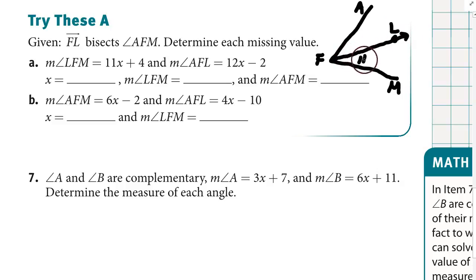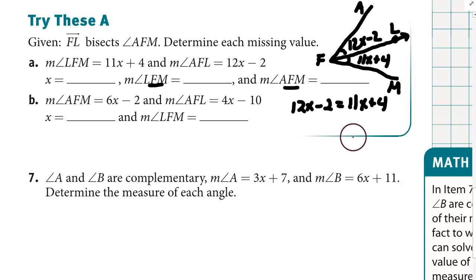Let's do some labeling. LFM is 11x plus 4. AFL is 12x minus 2. Find the value of x and then find these angle measures. By doing the picture, it helps us to see the relationship we need to create an algebra equation. Because these two things are congruent, the algebra expressions are equal to each other. We can write 12x minus 2 is equal to 11x plus 4, and then solve the equation.